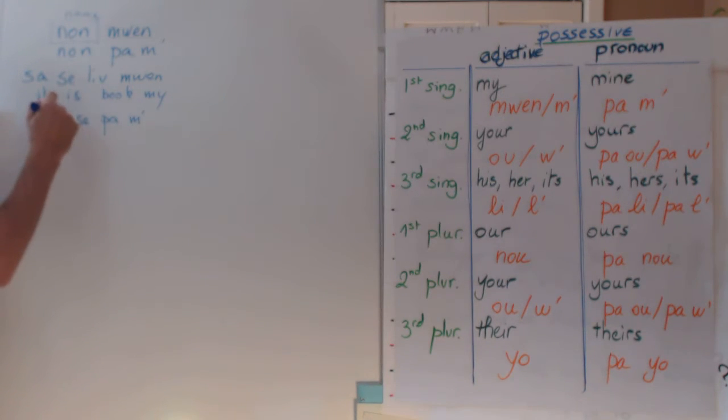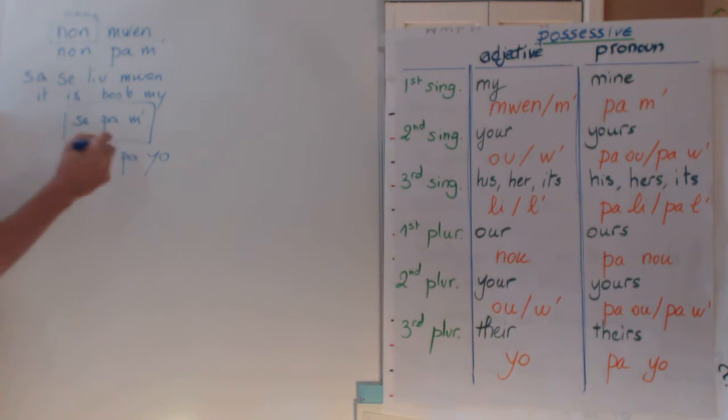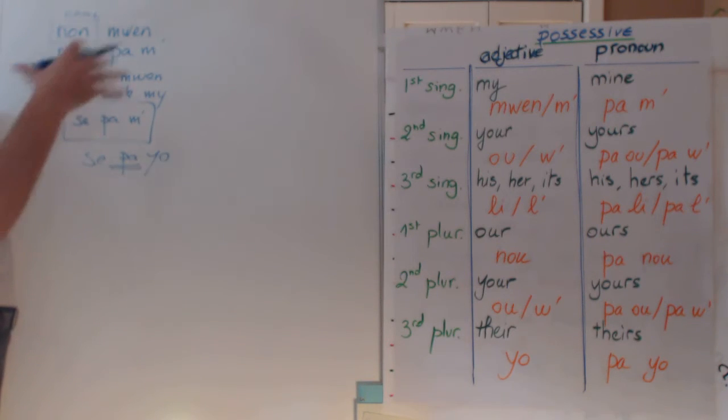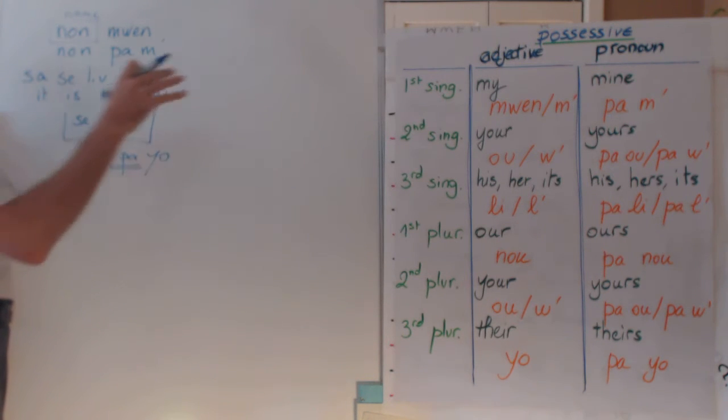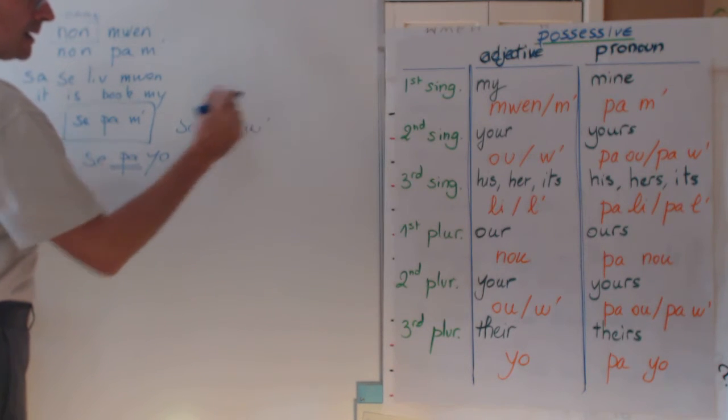And then we use pa. C'est pam. C'est pa yo. It is theirs. So in that case, we see that this is the unique way to express this kind of possession. It's mine, it's yours, c'est pam, c'est pau.